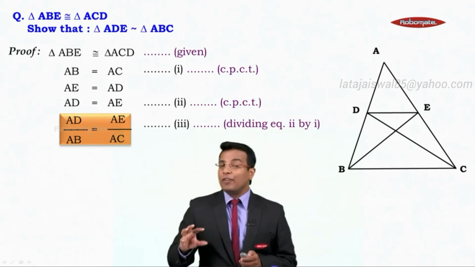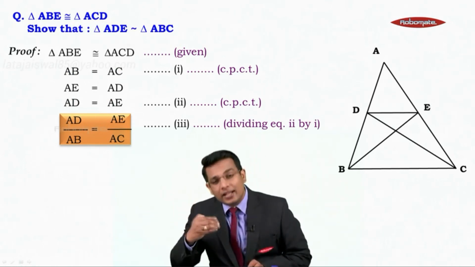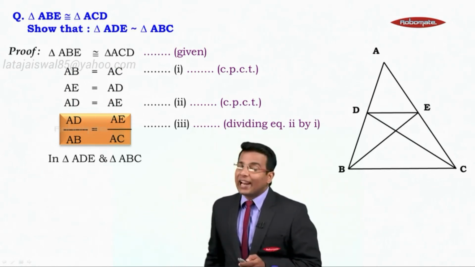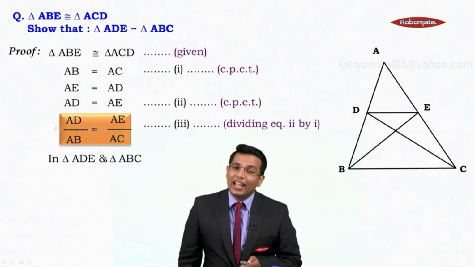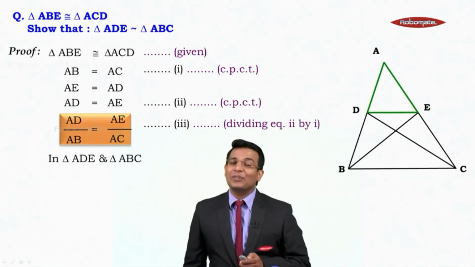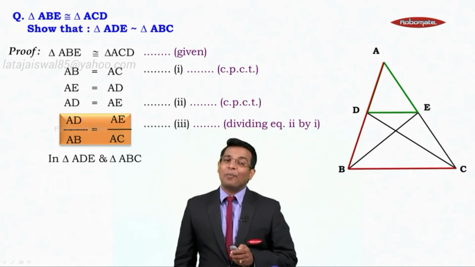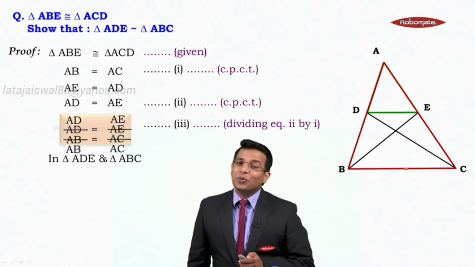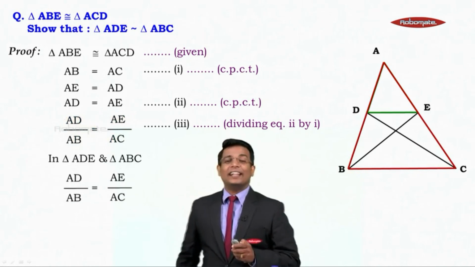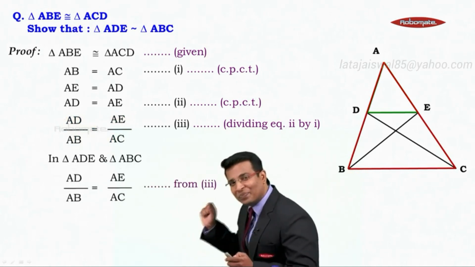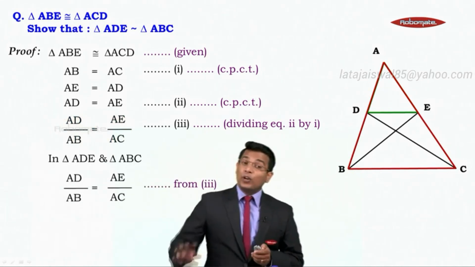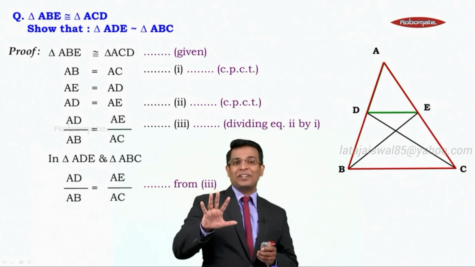Right? So now have we got the ratios equal? Yes. So let's consider the two triangles now. We write triangle ADE and triangle ABC. In these two triangles, we have those two ratios, that is AD upon AB is equal to AE upon AC. And the reason for that is nothing but from 3. So we got two ratios to be equal, ratios of the corresponding sides.